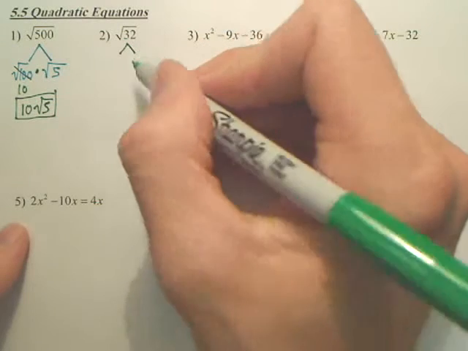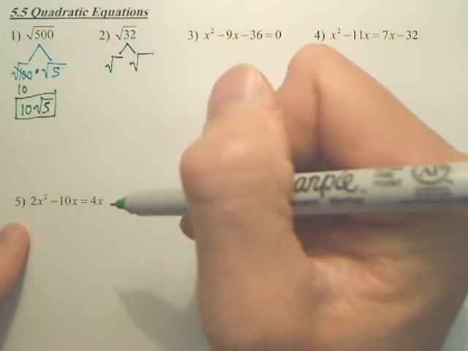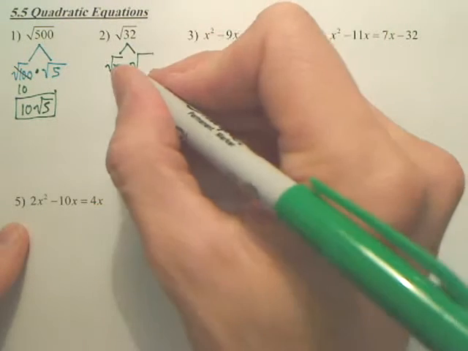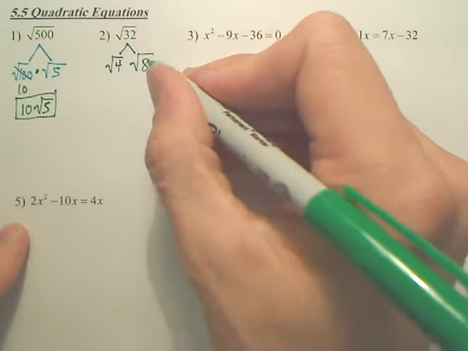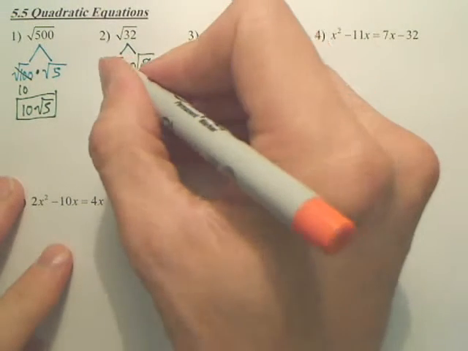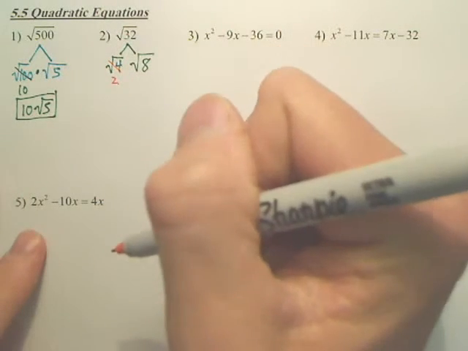Look at number 2. You're trying to think of square numbers that go into 32. There are a couple of different square numbers that go in, but the first obvious one is 4. 4 times what? 8. Okay. 4 times 8 gives you 32. Now, what does 4 equal? What's the square root of 4? 2. So that becomes a 2.